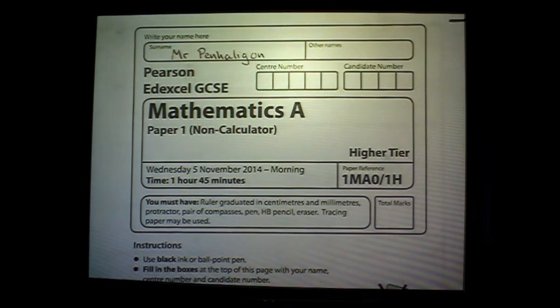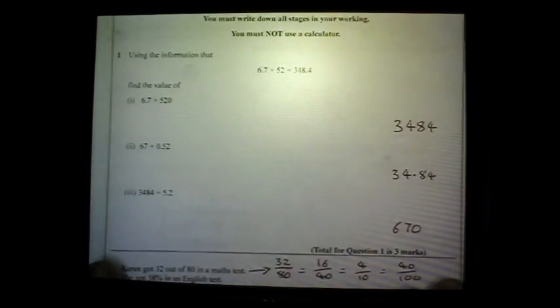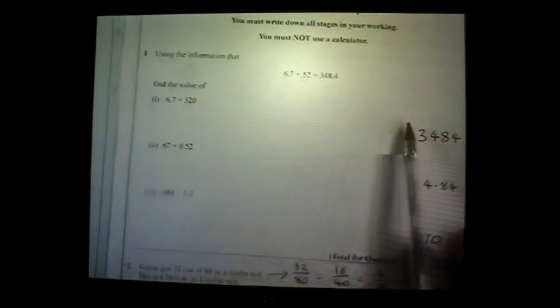Okay, this is the Wednesday, 5th of November 2014, the non-calculator paper from Edexcel. This is the higher paper. Question 1. Using the information that 6.7 times 52 is 348.4, find the value of the following.